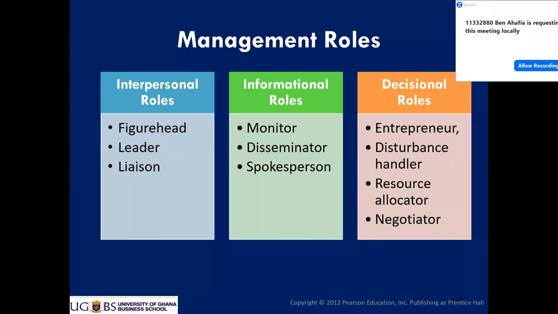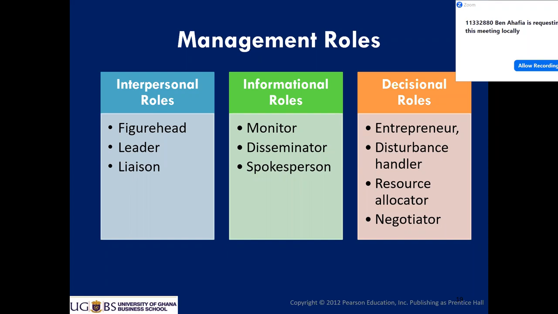Then managers also act as liaison. They serve as a link between the employees. If I have a problem with my fellow employee, I can report it to the manager, and the manager will invite us and try to find out what is happening and solve the problem. Also between the organization and other organizations, and between the non-managerial staff and the top management. So managers act as liaison.